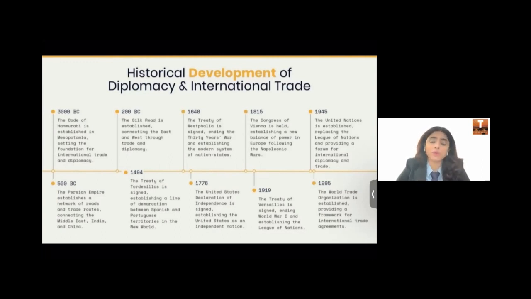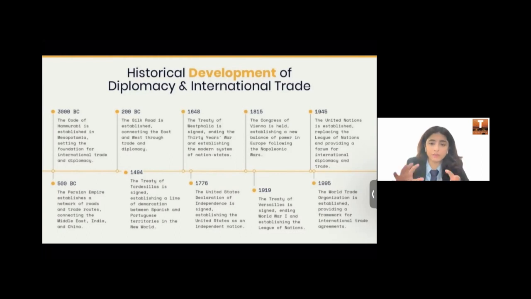Lastly, the WTO, the World Trade Organization. The establishment of the World Trade Organization in 1995 further shaped the international trade system. The WTO served as a forum for negotiations, dispute settlement, and the promotion of global trade rules, fostering a more structured and regulated international trading system.